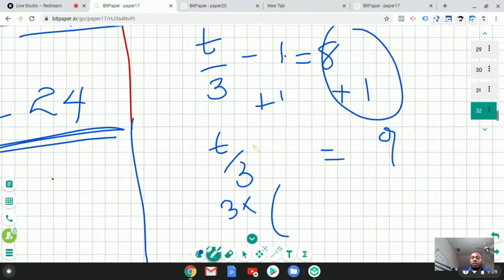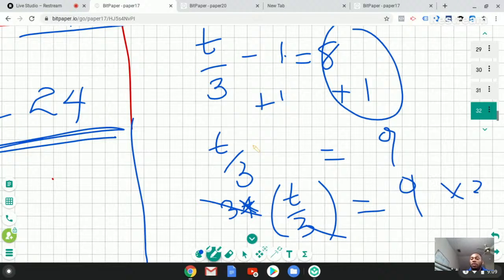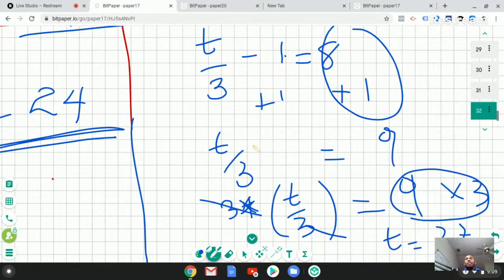So 3 multiplied by t divided by 3 is equal to 9 times 3, and that 3 is gone. That means t is equal to 9 times 3, which is 27. I know I went over this a little bit fast, but I don't see any questions. I'm assuming that you guys understand this. This is very simple stuff.